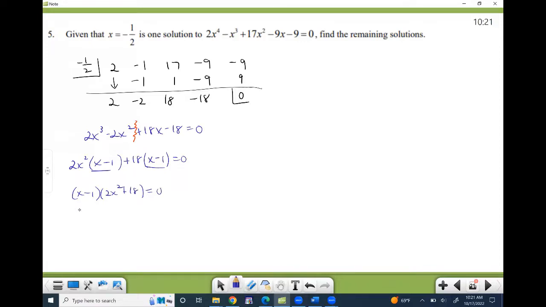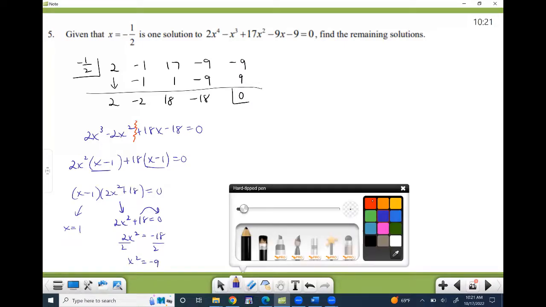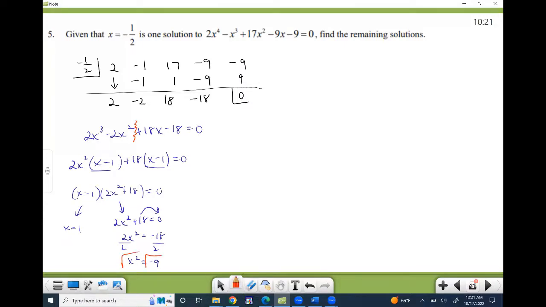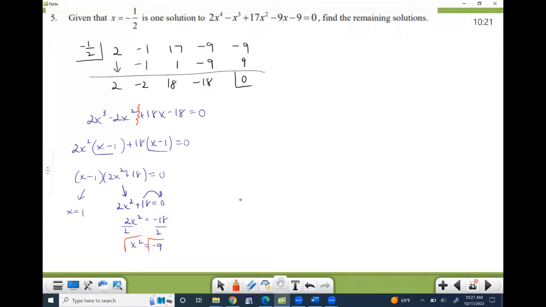All right, so if we set each piece equal to 0, this one you guys can do in your head. This one's going to be the one where I'm not going to pretend I'm smooth. I'm going to work it all out, you guys. Okay, so I'm going to move the 18 over, which will make the 18 a -18. Divide by 2, so x squared equals -9. Then I'm going to square root, and I'm not going to forget my plus or minus, right?